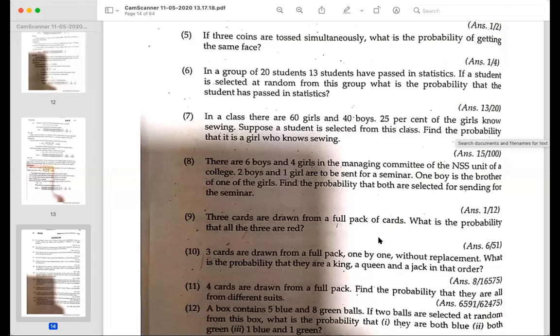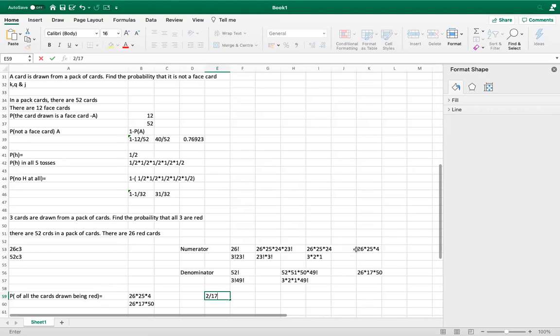3 cards are drawn from a full pack of cards. What is the probability that they are all red? ठीक है? मैम सॉल्व वाला. सॉल्व नहीं है, ये एक्सरसाइज प्रॉब्लम है. नो मैम, जो आपने किया अभी. अच्छा ये वाला, सॉरी, एक मिनट. हाँ, see here.